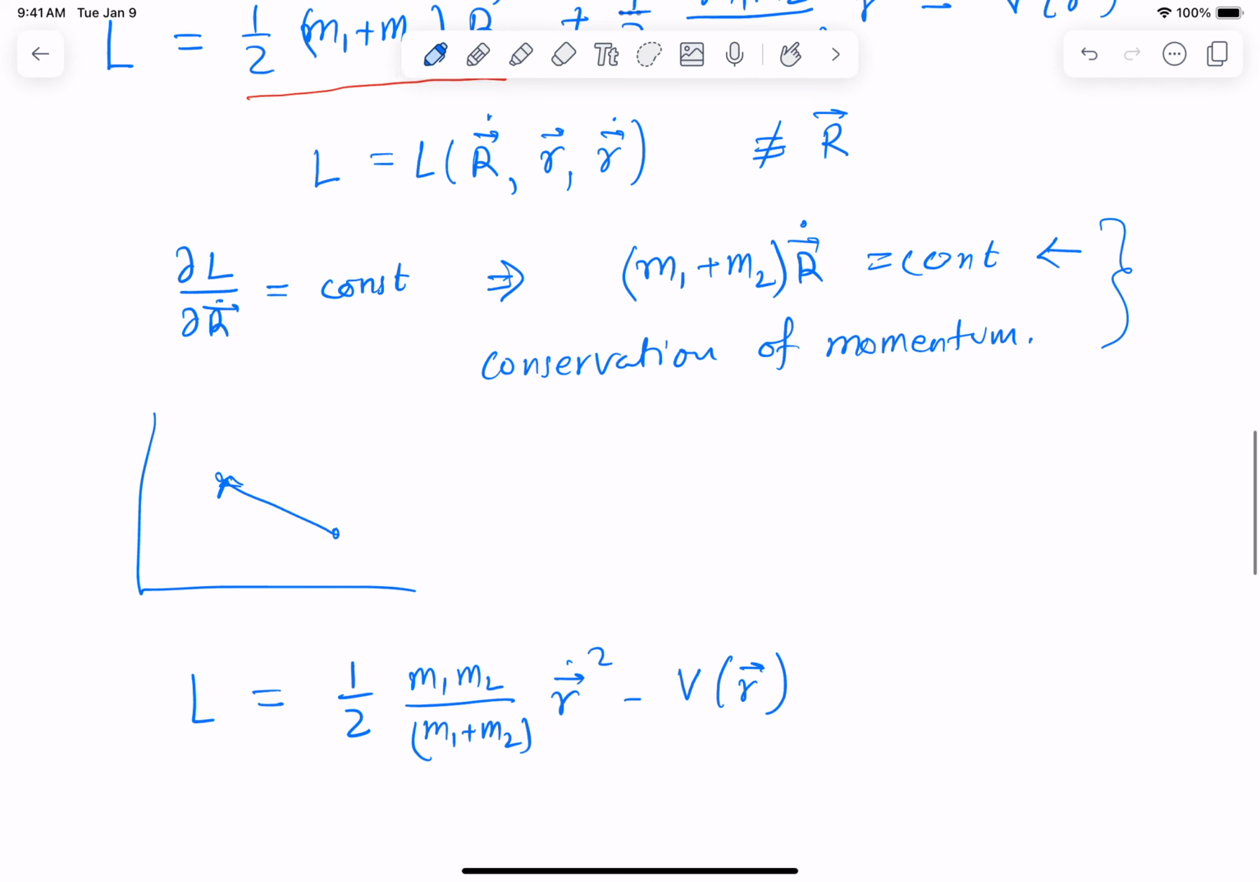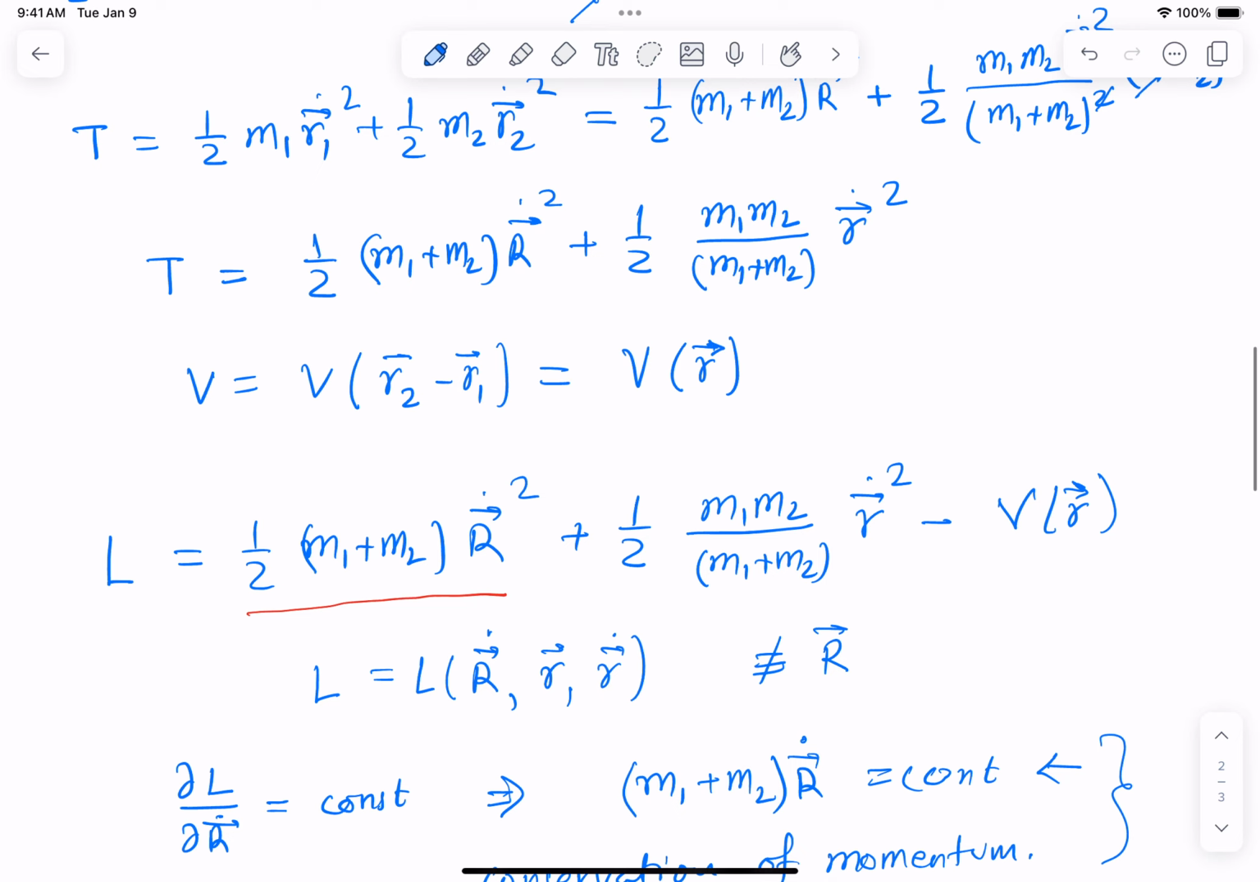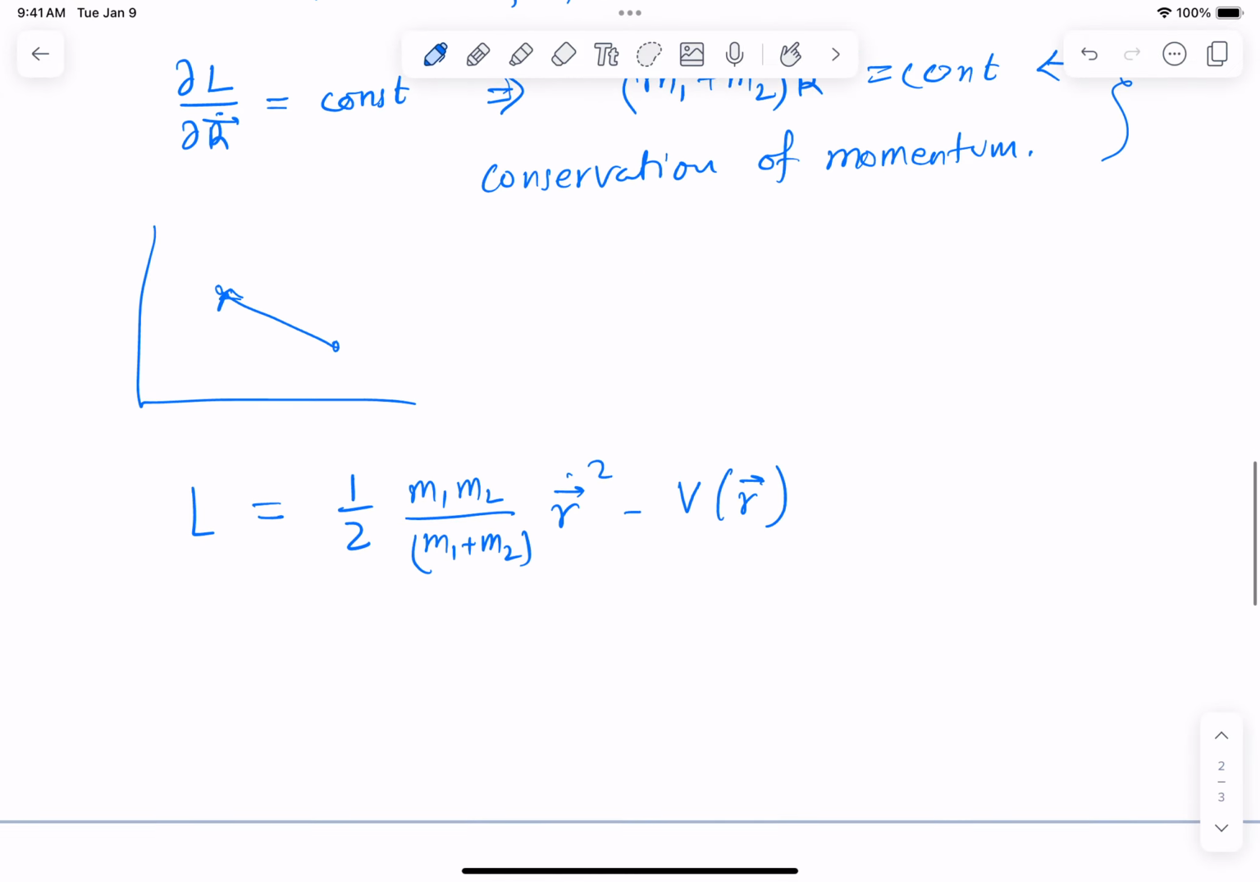Now, before we move further, there are a few things that need to be discussed. The first thing is that if you look at this Lagrangian or this kinetic energy, you can think of the kinetic energy as divided into two parts. One part is the kinetic energy of the center of mass, and then there is this additional term, and this additional term comes with a very specific form of mass, which is m1 m2 by m1 plus m2, and this mass is called the reduced mass.